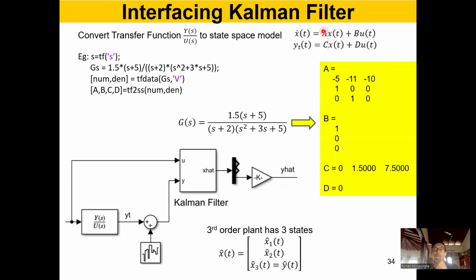And to this format, x dot equals ax plus bu, yt, this is the true response of the plant, okay, cx plus du without the sensor. So please remember this subscript t is the true response of the plant, okay, before you read it using a sensor.